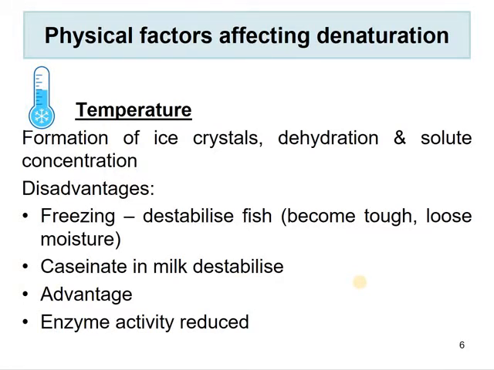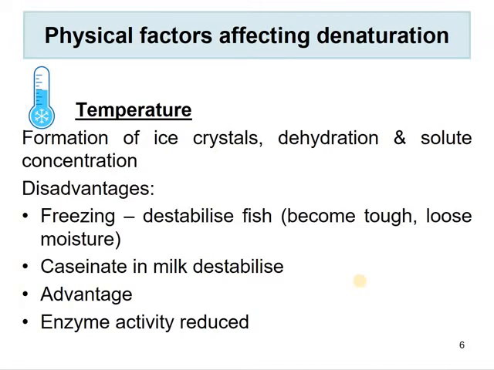dehydration, and solid concentration. When a food product is frozen, especially in bad freezing conditions whereby we have slow freezing, not blast freezing, slow freezing facilitates the formation of large ice crystals.